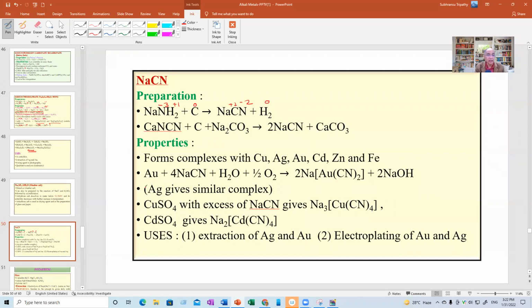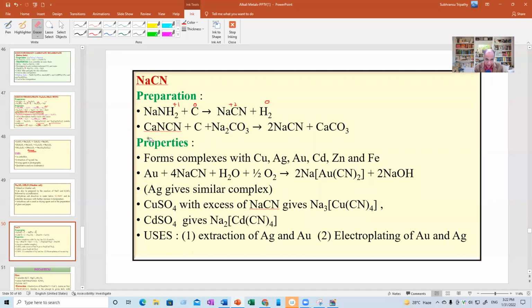So there have been how many reductions? Nitrogen has undergone, I'm so sorry. Nitrogen is -3. Nitrogen has not undergone any change. So let me rub it off. So hydrogen from +1 to 0, carbon from 0 to +2 here in cyanide.